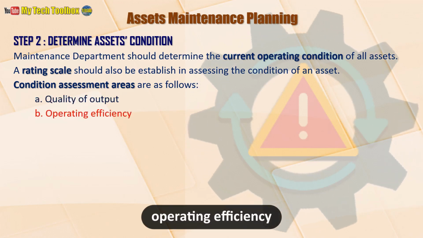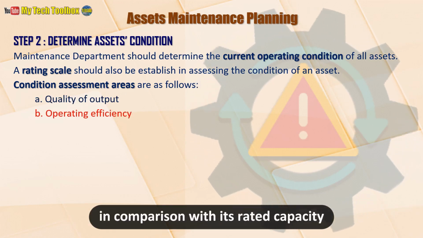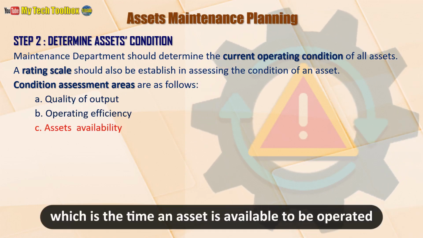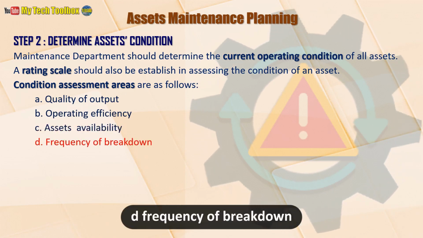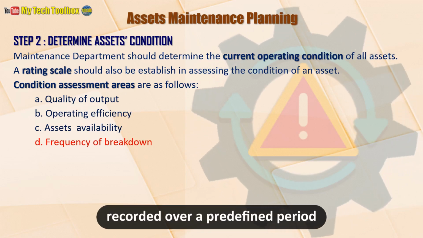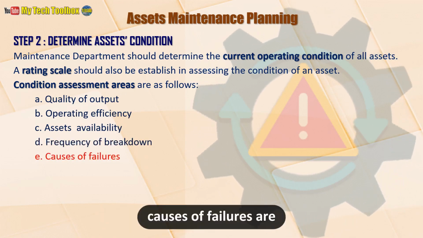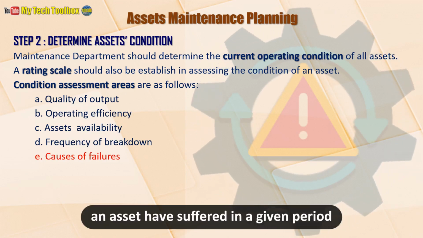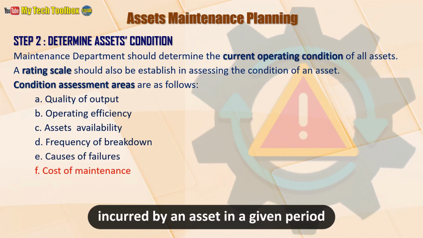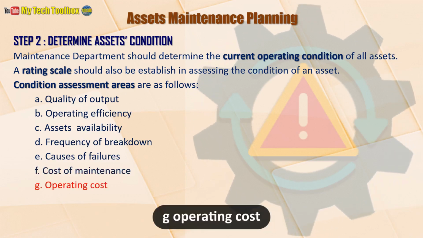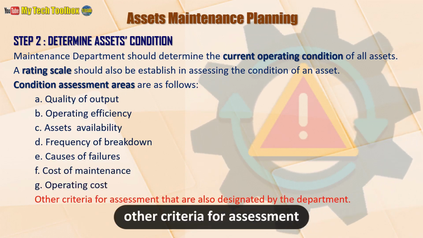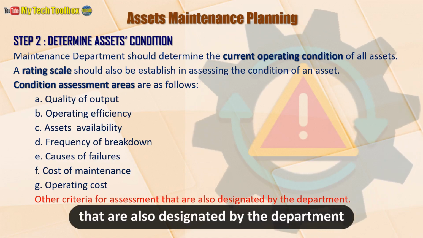B. Operating efficiency, which is the rate an output is being produced in comparison with its rated capacity. C. Assets availability, which is the time an asset is available to be operated normally. D. Frequency of breakdown is the number of times an asset cannot be operated to produce its output recorded over a predefined period. E. Causes of failures are the types of failures an asset has suffered in a given period. F. Cost of maintenance, which is the total cost of repair and maintenance incurred by an asset in a given period. G. Operating cost is the total cost expended by an asset to produce its output. Other criteria for assessment may also be designated by the department.